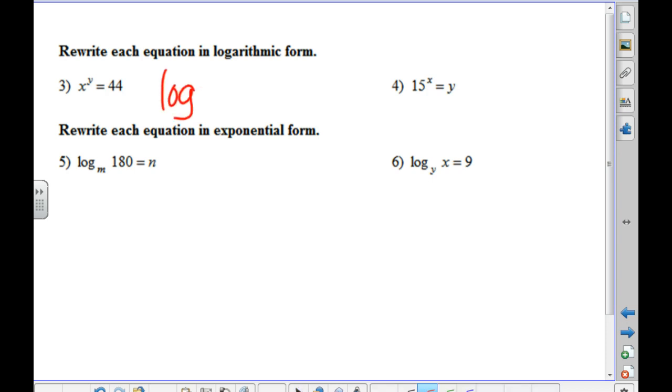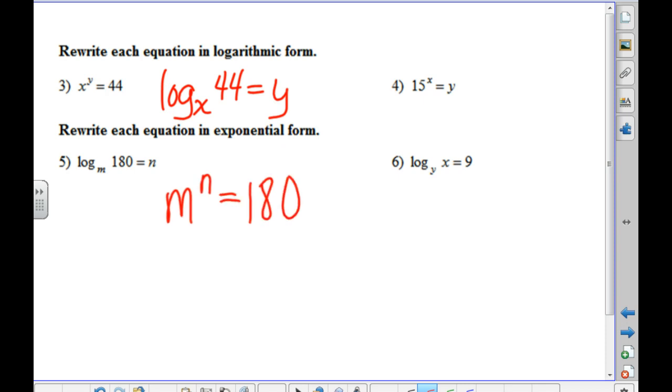You would write log base x of 44 equals y. Okay? So can somebody rewrite number 5 in exponent form? No log. I'm doing 5. M to the n equals 180. All right? Are we good there? All right.